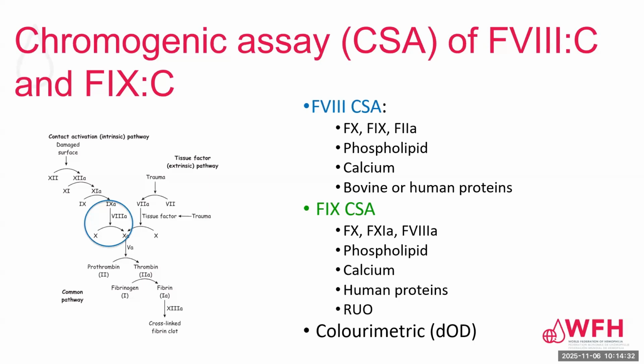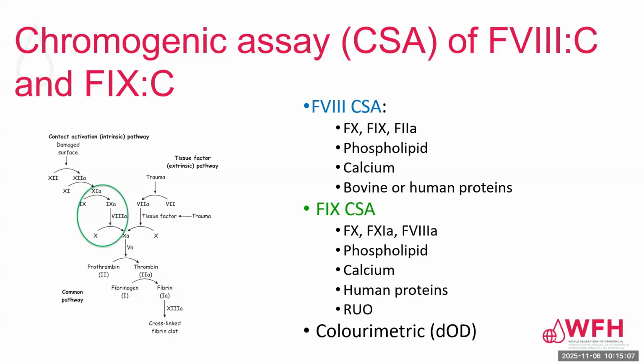And for the chromogenic factor 9 assay, this is a much more recent addition to the laboratory. Again, we are looking at the 10A's complex. This time the reagents contain factor 10, usually factor 11A, factor 8A, and factor 9 will come from your test plasma. And then again, we're generating 10A, we're cleaving a specific chromophore, and we're getting a change in color.